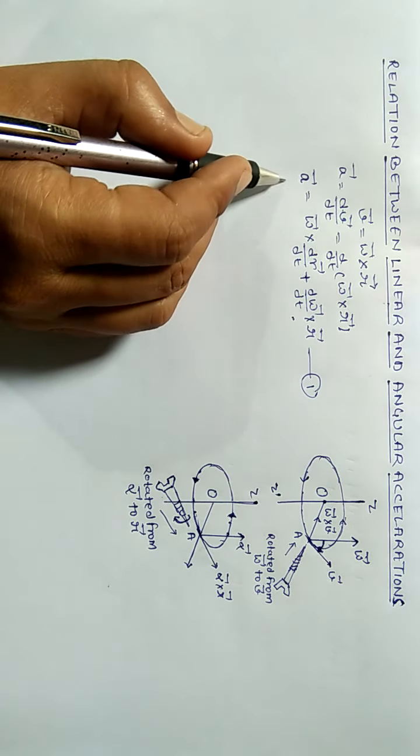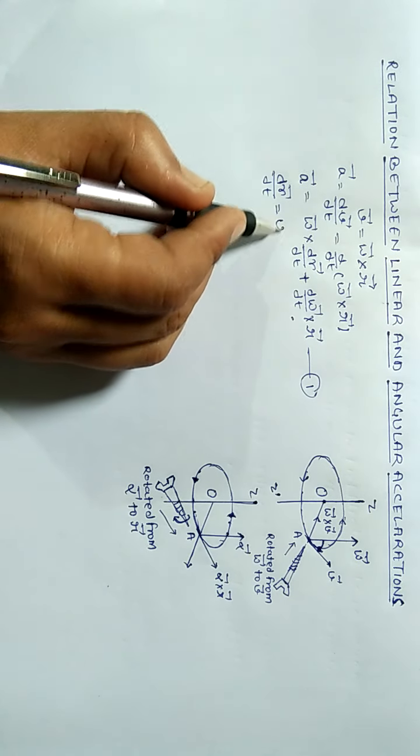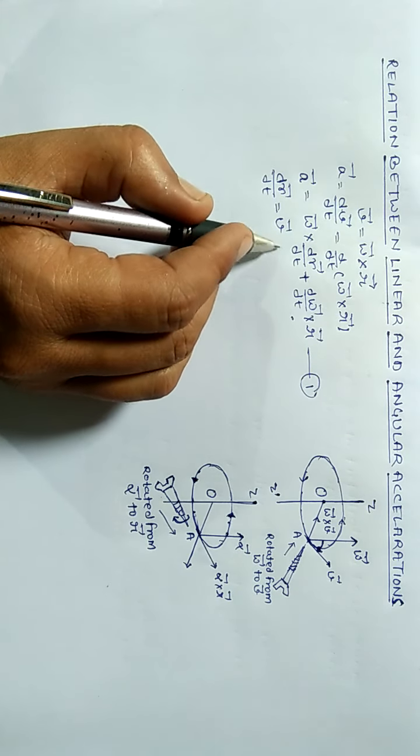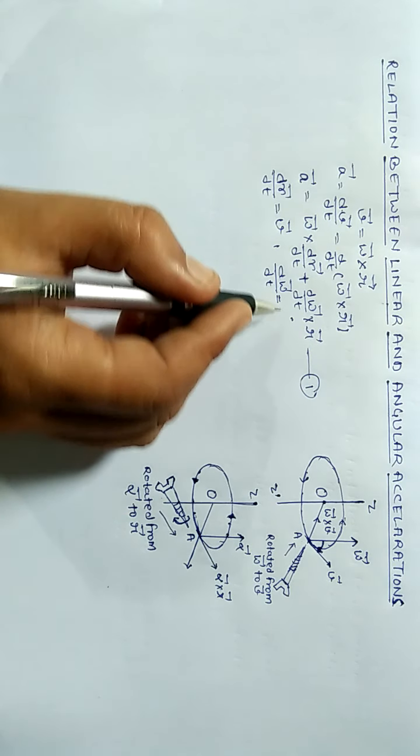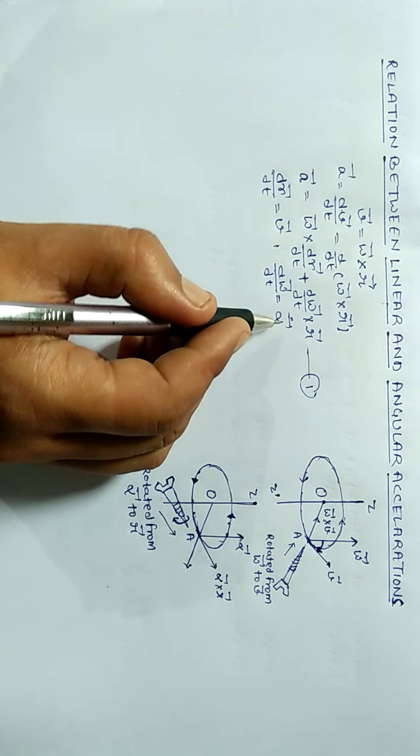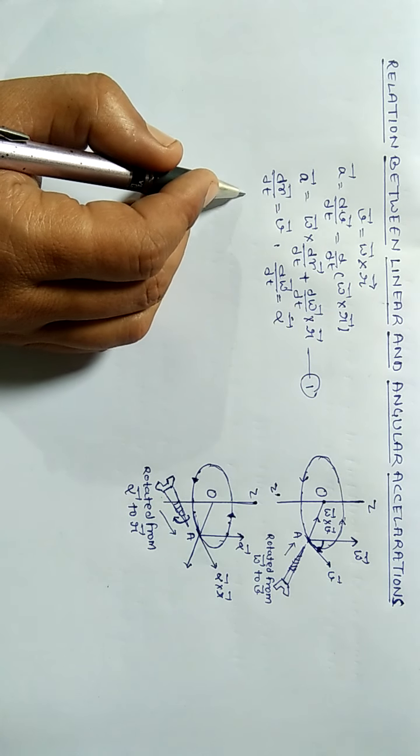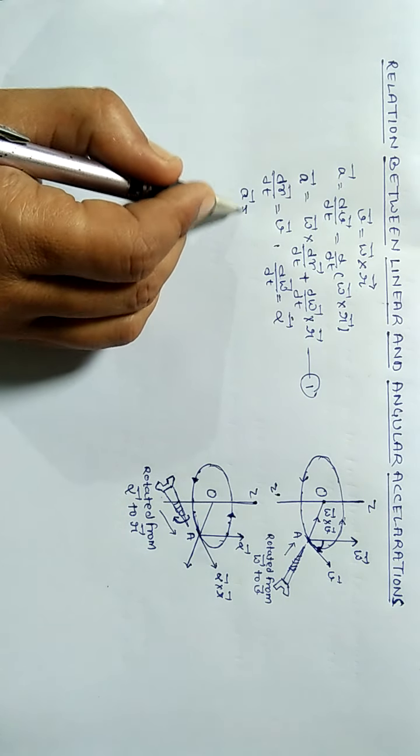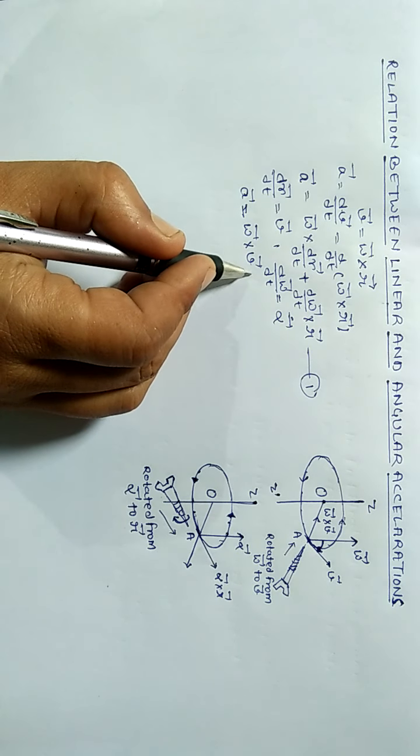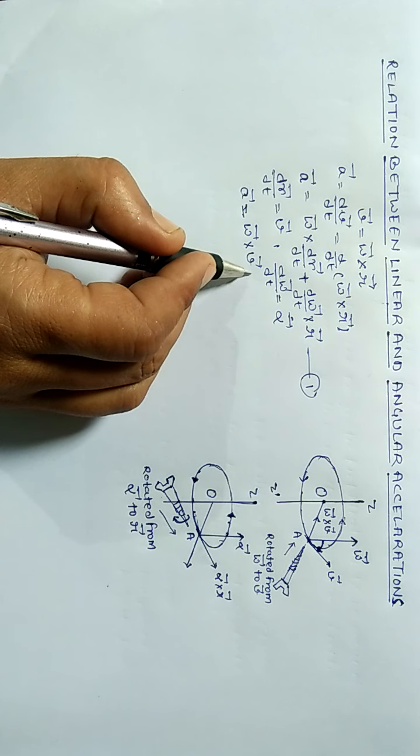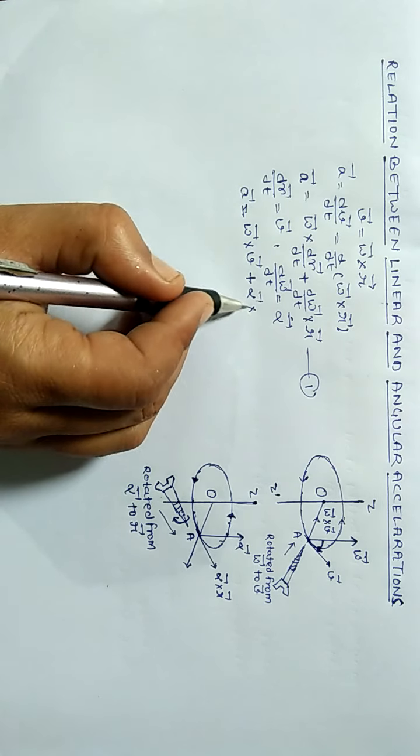Now we know that dr upon dt is equal to v, which is the linear velocity, and d omega upon dt gives alpha, which is angular acceleration. So equation 1 can be written as a is equal to omega cross v plus alpha cross r.